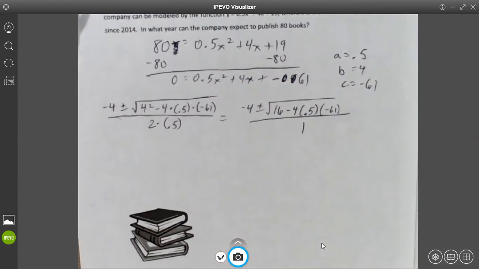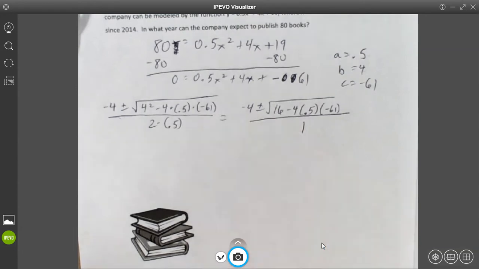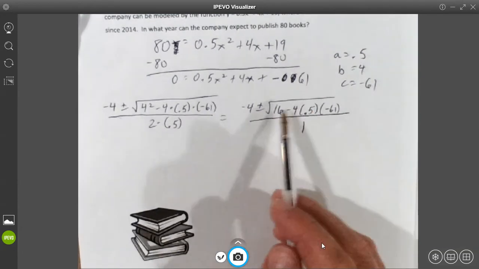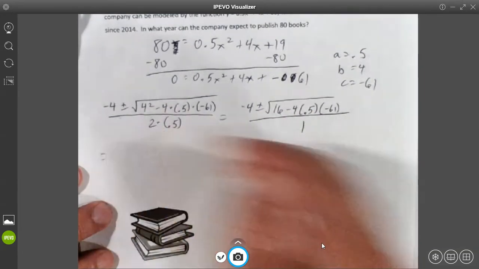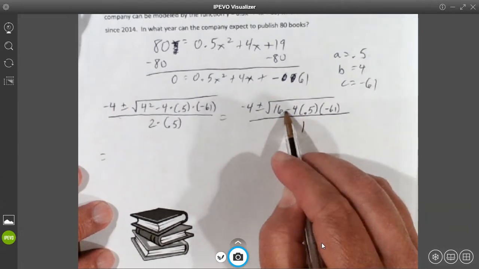No, that's just 1. That makes things nice because we're just going to be dividing by 1. So really, I don't even need that bottom thing anymore. My answer is going to be whatever I get here. All right. So now next I do my multiplication. Multiplication under that grouping symbol comes before subtraction.